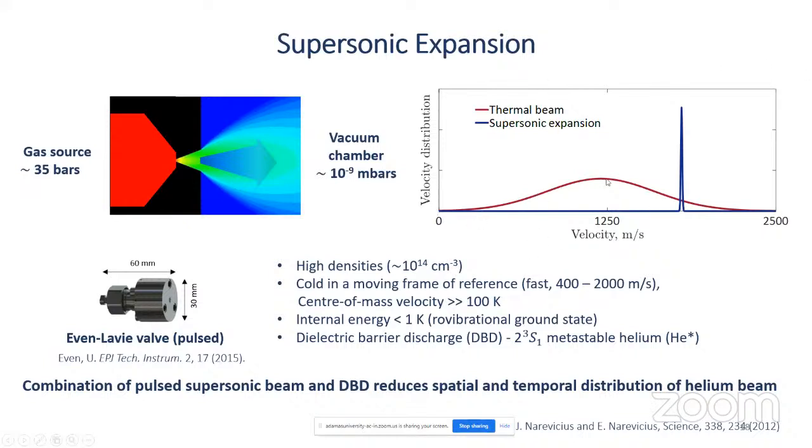So we start with this Boltzmann distribution. And after the supersonic expansion, it collapses to this very, very narrow distribution. That means it is occupying very few quantum states, preferably the low vibrational ground state, but it is very, very fast moving. In a moving frame of reference, the rotational temperature is actually very low, right?